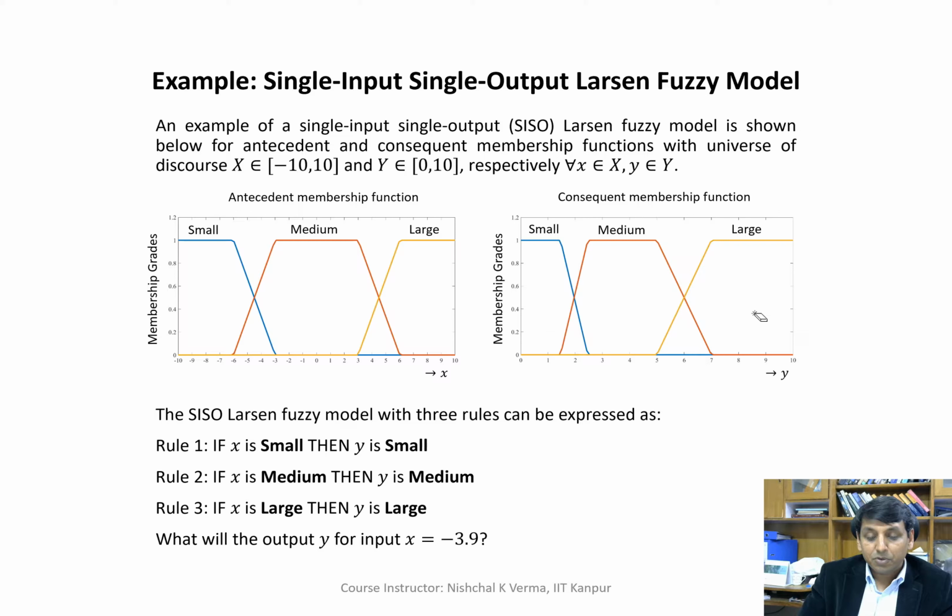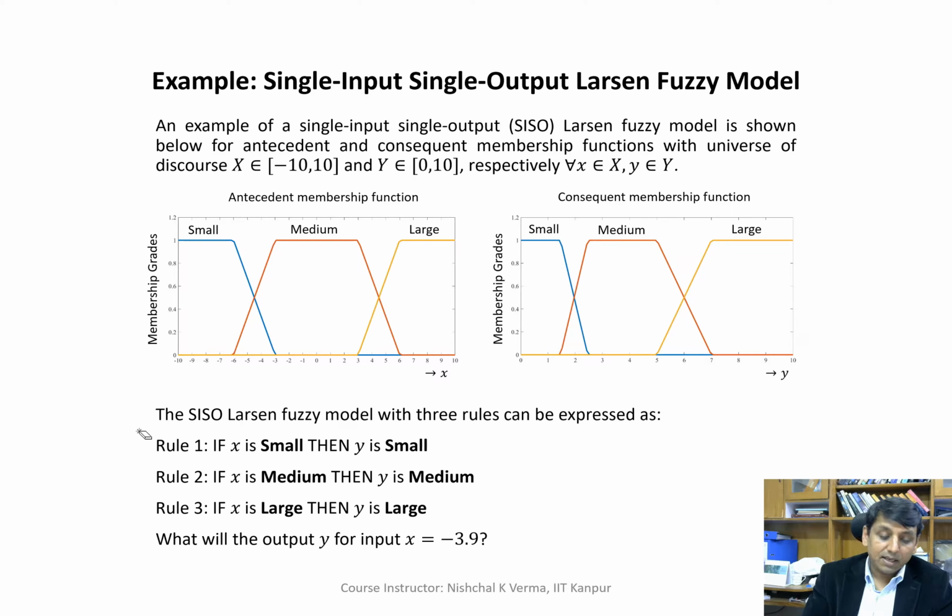Now let us take a very simple example of the case of a single input and single output Larsen fuzzy model. Here we have a single input, which means a single antecedent, but multiple rules. In this case, we have single input, single output, that means the SISO Larsen fuzzy model, which is shown here for antecedent and consequent membership functions with the universe of discourse x belonging from minus 10 to 10 and y from 0 to 10 respectively, for every x belonging to capital X and for every y belonging to capital Y.